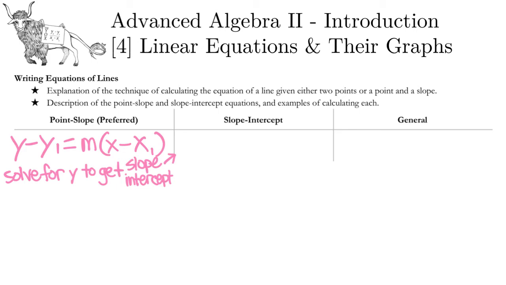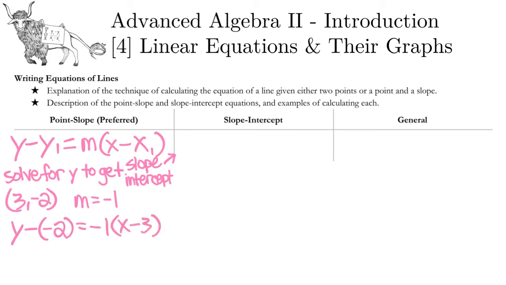And when we write the equation, we plug in for y1, m, and x1. From our example earlier, we had the point (3, -2), and we found that the slope was -1. We could write the point-slope form of the equation as y minus -2 equals -1 times x minus 3. And we could simplify the left side of the equation to say y plus 2, but we should just leave it as is unless we're told to solve for y.